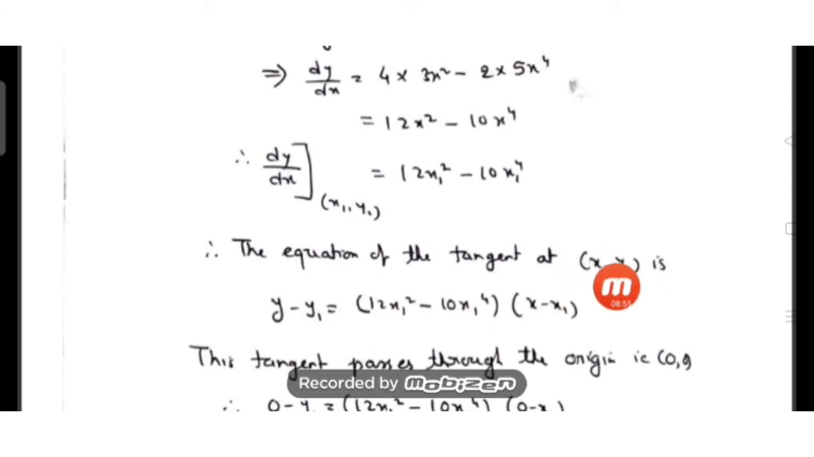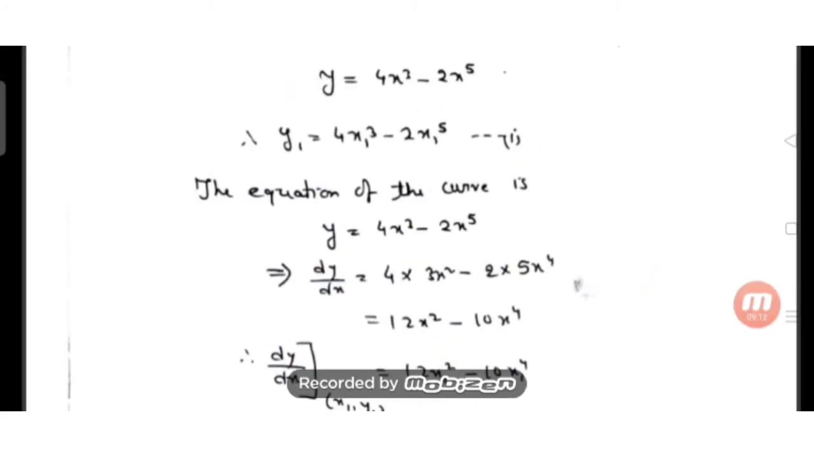So here the point is also x1, y1. So here we will have y minus y1 is equal to dy/dx at this point, which is 12x1 square minus 10x1 to the power 4, into x minus x1. And this is the equation of the tangent.